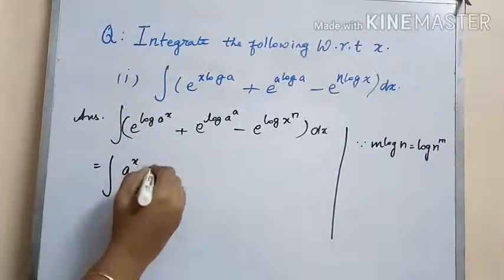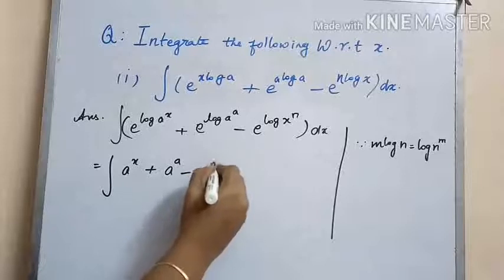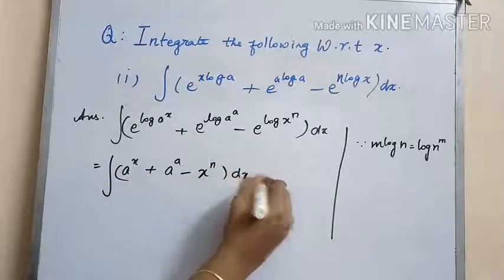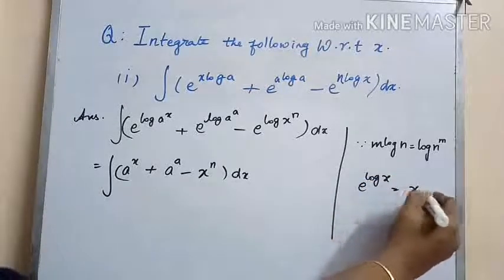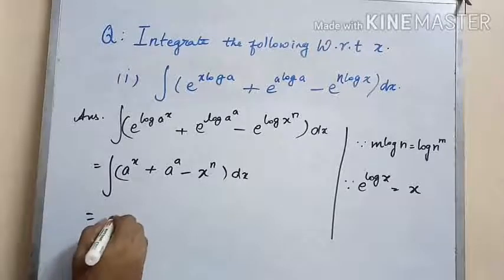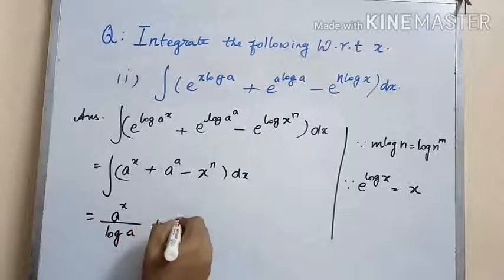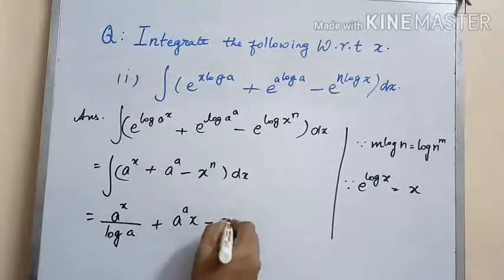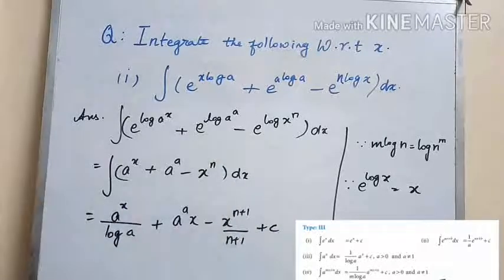The next step, we have a to the power of x plus e to the power of a minus x to the power of n, whole into dx, because e to the power of log x is equal to x, where e and log get cancelled. So we get that step. So now integrating, we'll have a to the power of x by log a plus a to the power of a into x minus x to the power of n plus 1 by n plus 1 plus c. So that's your final answer.